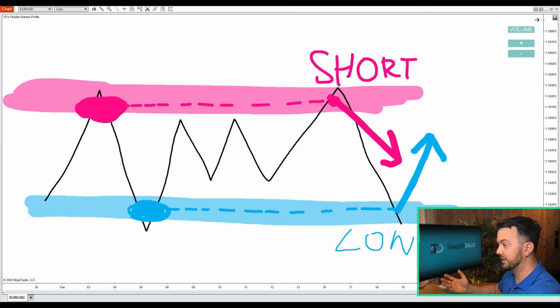Don't worry, we'll get to some real trading examples, so it's not just me drawing, but this is, you know, the principle of how to go about trading the rotation with volume profile.